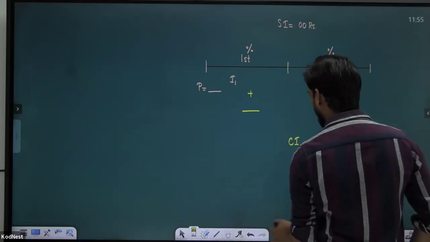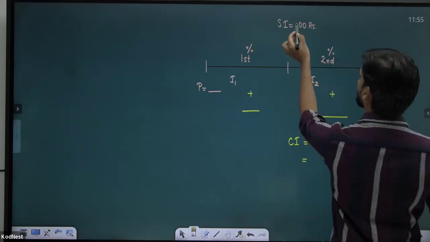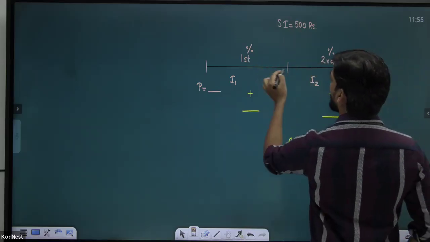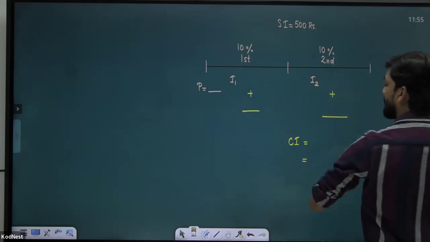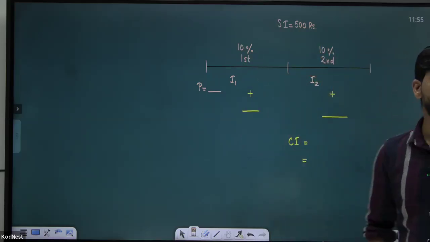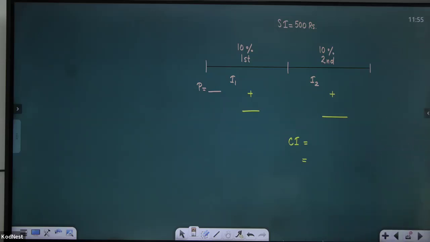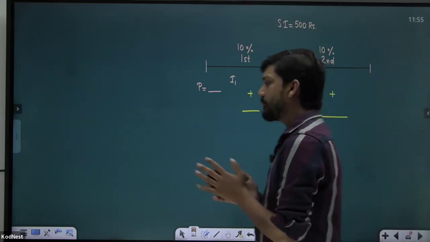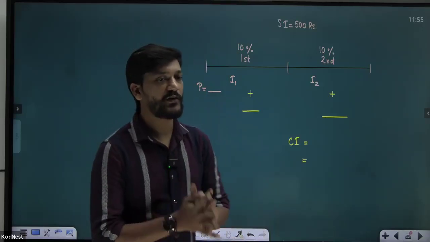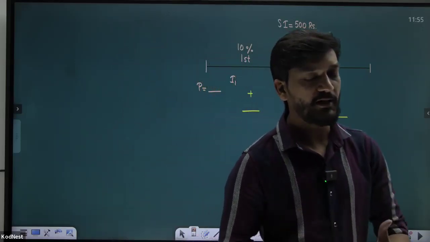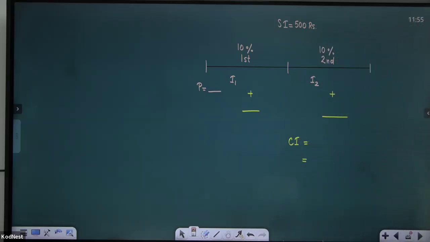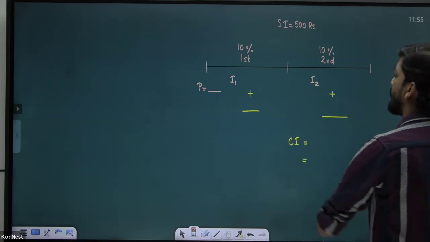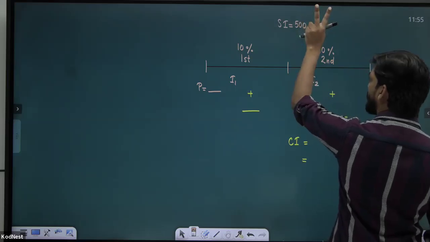Okay, so we have 500 rupees, at 10%. Please calculate the compound interest. 500 rupees is your simple interest, and 10% is the rate of interest. What will be the corresponding compound interest? It is 525. So what you will say is, sir, 500 for 2 years.